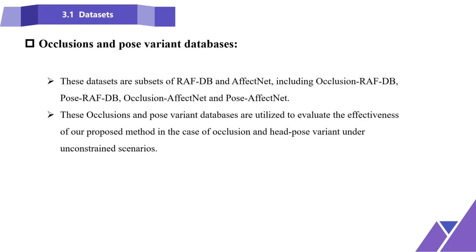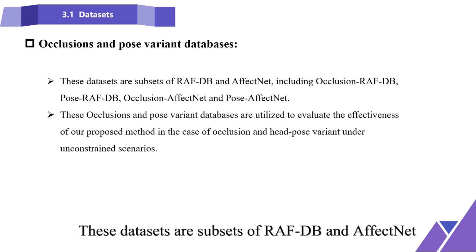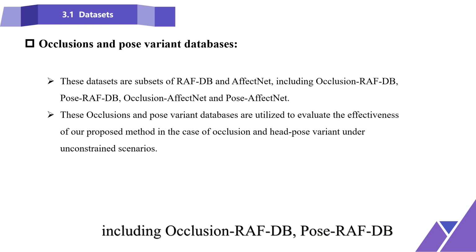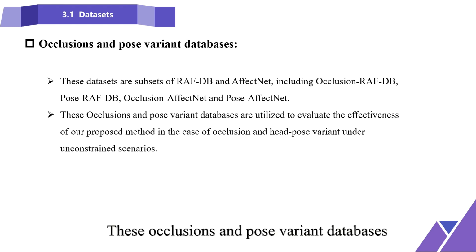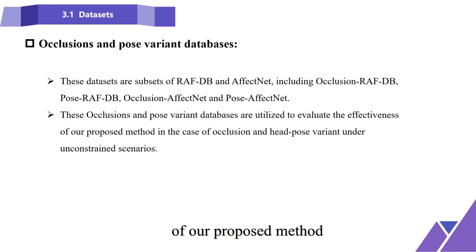Importantly, we also conduct experiments on occlusion and pose variant databases. These datasets are subsets of RAF-DB and AffectNet, including Occlusion-RAF-DB, Pose-RAF-DB, Occlusion-AffectNet, and Pose-AffectNet. These occlusion and pose variant databases are utilized to evaluate the effectiveness of our proposed methods in the case of occlusion and head pose variant under unconstrained conditions.